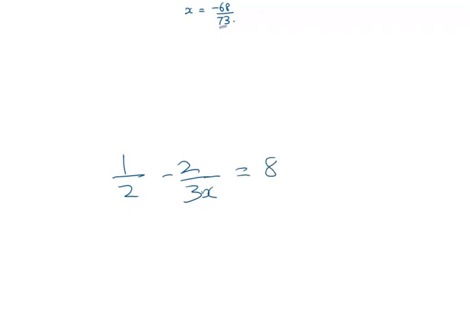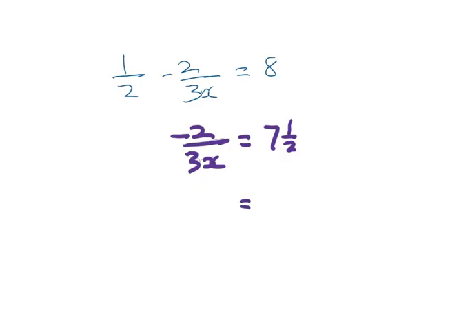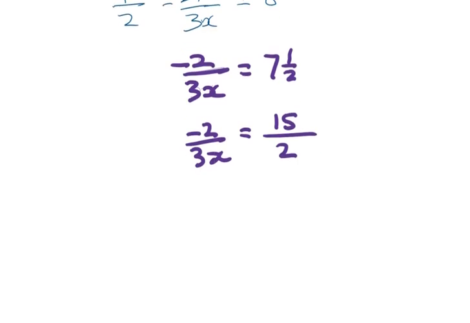Well, again, I want to combine my constants. I'm going to do that quite slowly here. I've got negative 2 over 3x. And 8 minus 1/2 we can think of as just 7.5. Now, we never ever work with mixed numbers when we're working with algebraic fractions, so we convert that into 15 over 2. So negative 2 over 3x is equal to 15 over 2.